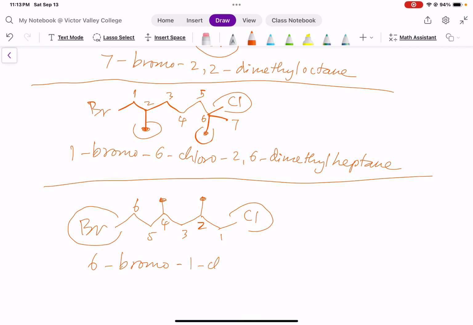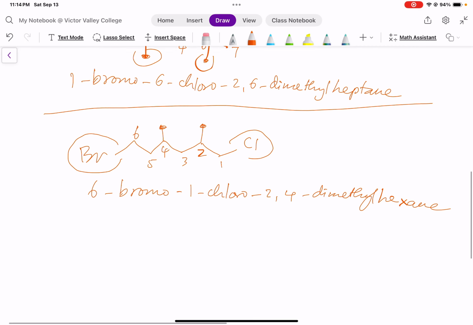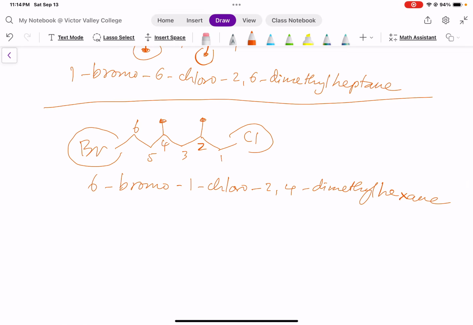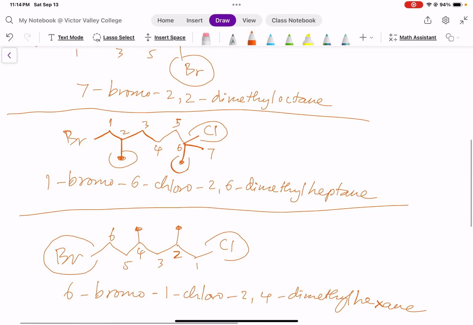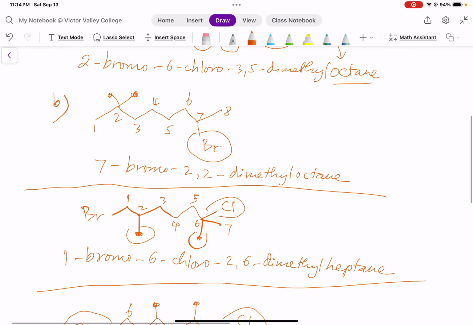1 chloro, 2, 4 dimethyl, and there's a total of 6, hexane. Okay. All right, so all that.